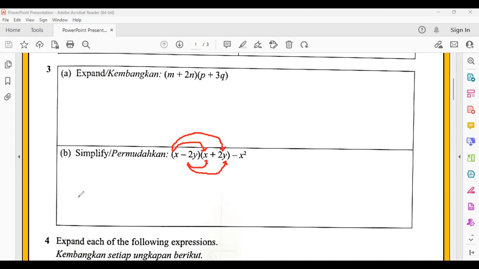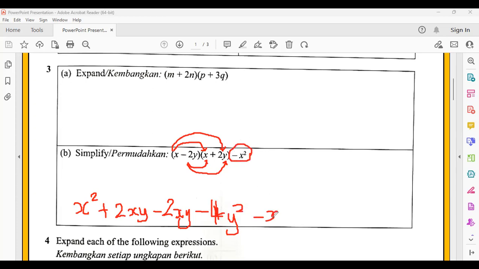This is the same thing you've got to do all the time when you want to expand. So x with x, I'm going to get x squared. And then x with 2y, so it's a positive, plus 2xy. Then minus 2xy. Can you see? And then negative times positive is negative, 2 times 2 is 4, and this is 4y squared. But don't forget, you have a minus x squared.